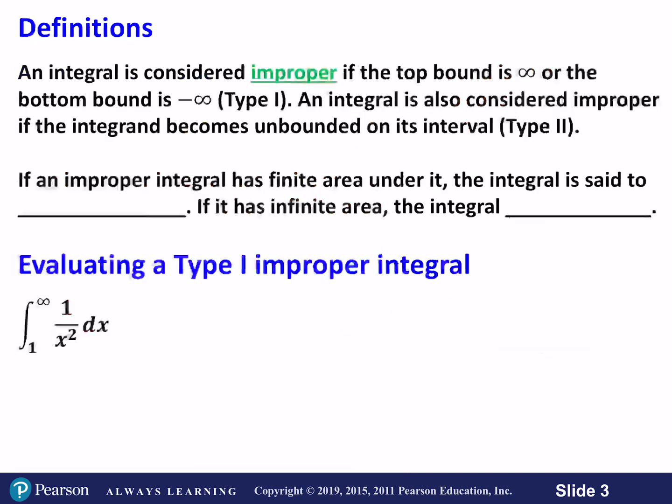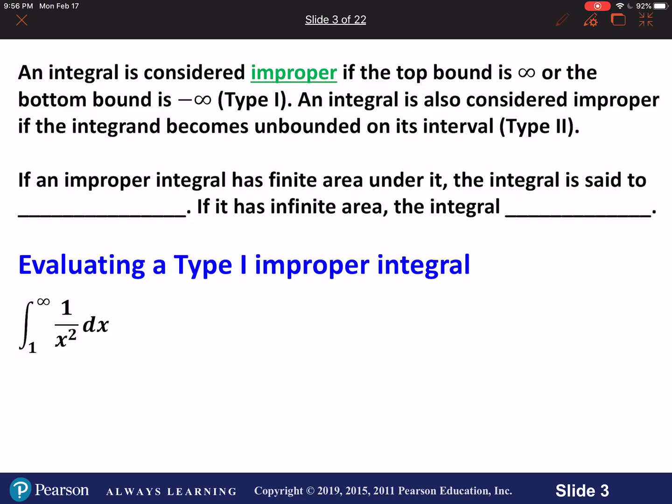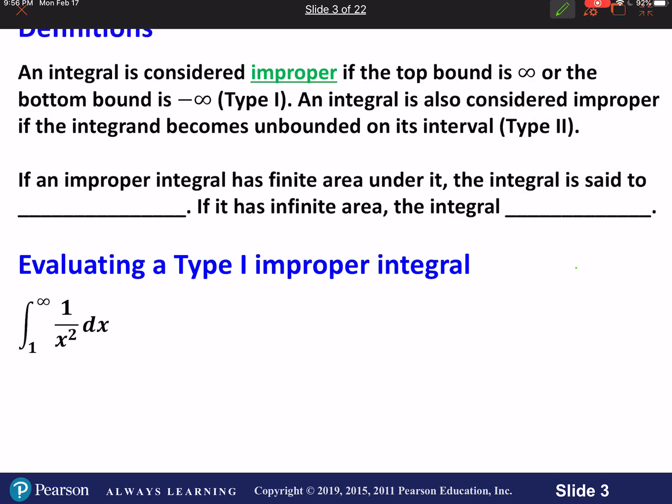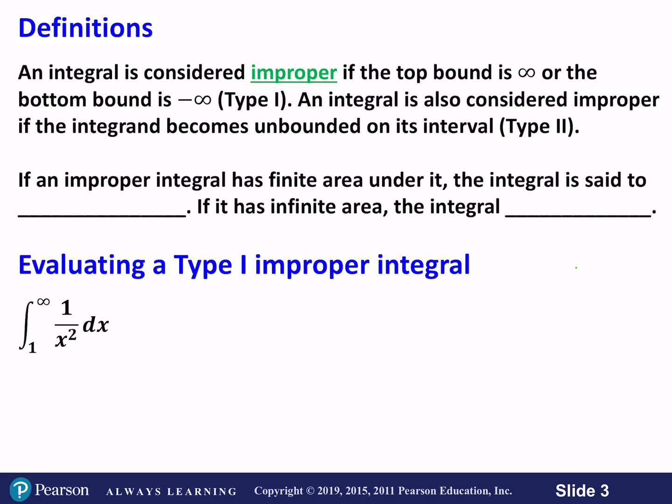All right, let's explore that, shall we? First definition: an integral is considered improper if the top bound is infinity or the bottom bound is negative infinity. So if you have an integral from 1 to infinity of some function, or from negative infinity to some number, let's say 0, these are both type 1 integrals. In the second case, an integral may be considered improper if the integrand becomes unbounded on its interval. That's a type 2 integral, and we will talk about those more in a minute.